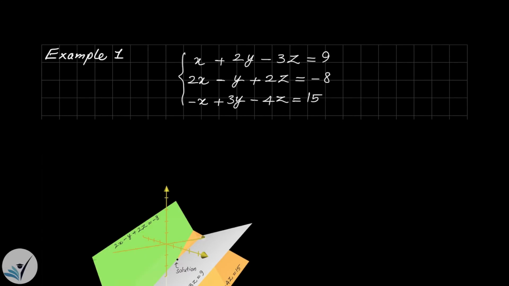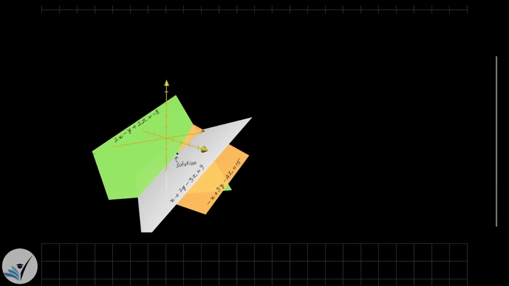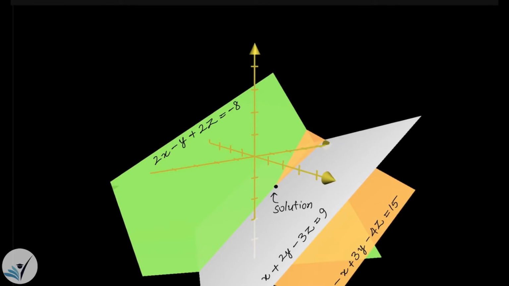This is our first example. First equation is x plus 2y minus 3z equals 9. The second equation is 2x minus y plus 2z equals negative 8. And the third one is negative x plus 3y minus 4z equals 15. Here you see three planes representing those three equations, and the point of intersection of these three planes is the solution of this system of equations. We're trying to find the solution using the row reduction method.